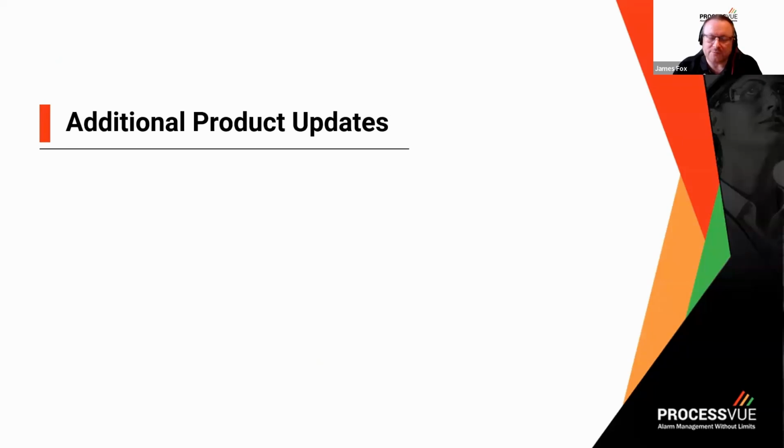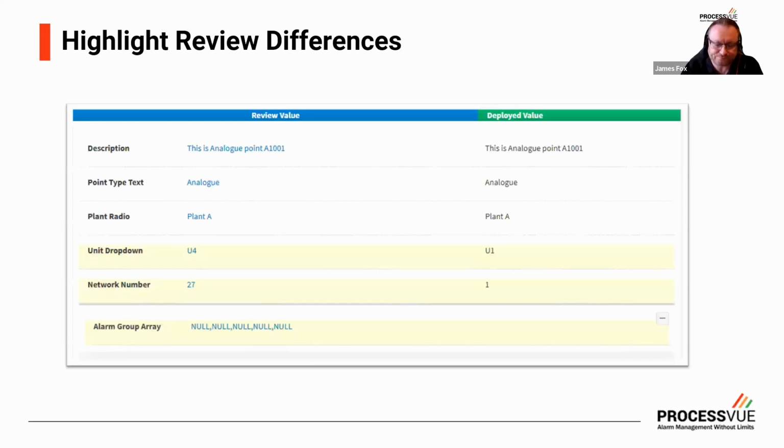So as well as those major updates, we've also been able to squeeze in some additional enhancements to the software. And the first one I'd like to talk about of the additional enhancements is the ability to highlight review differences. Now, when making changes to alarm settings through Guardian, I mentioned earlier that we have an approval workflow embedded within Guardian where reviewers will make the changes to the alarm settings and approvers will then log in and approve those changes. We've enhanced the software by adding a highlight review differences option.